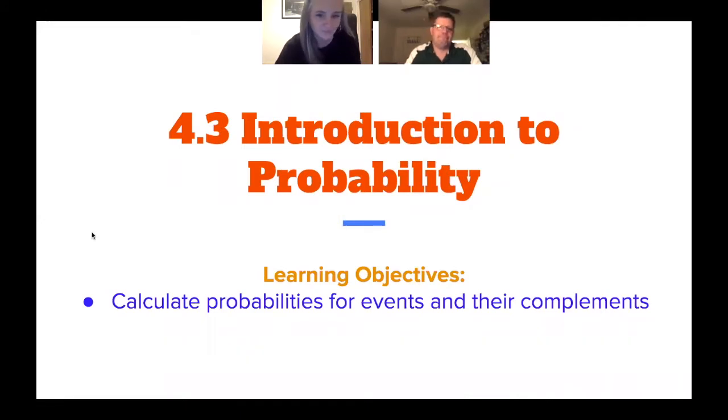Archetypes, gotcha. Okay, so 4-3 is the introduction to probability, and today we're going to talk about how to calculate probabilities for events and their complements.